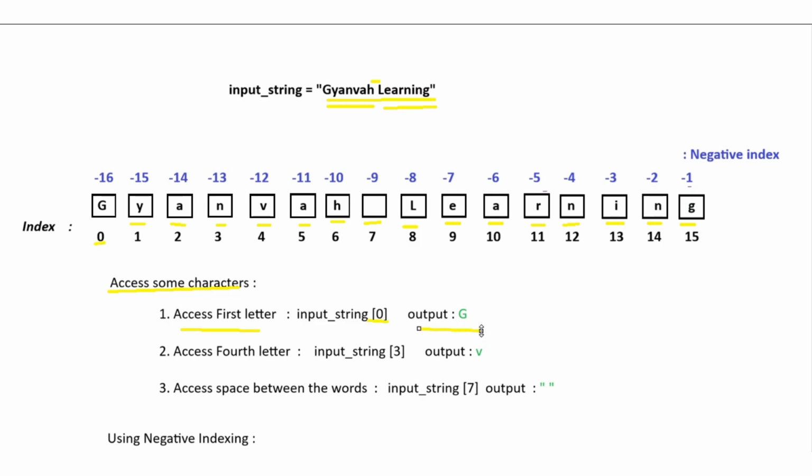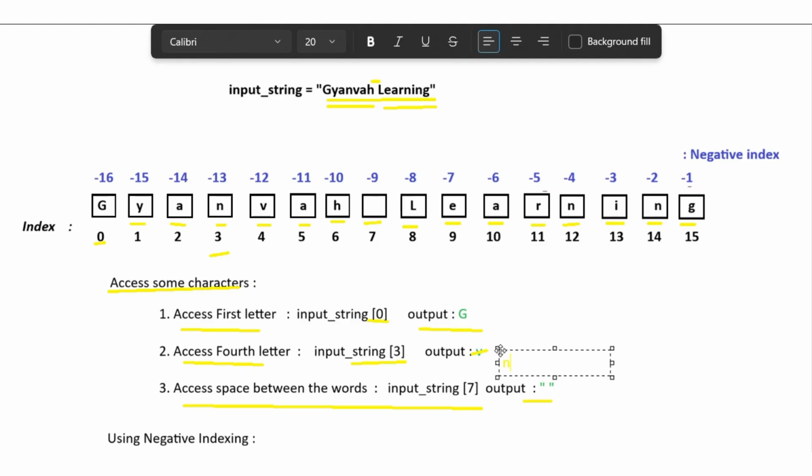Python will give us G. If we want the fourth letter, we use position 3. Python will give us N. If we want the space between the words, we use position 7. Python will give us that space. This helps us understand how powerful indexing is. We can pick any character based on its position.